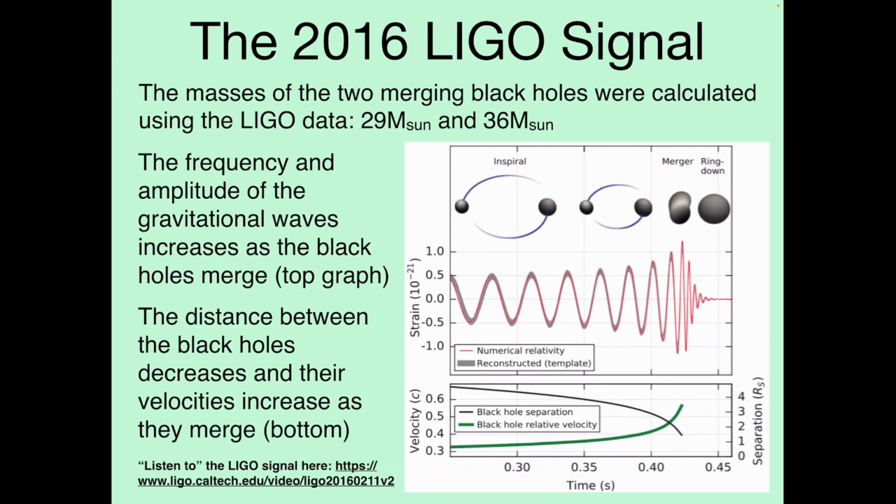Now, based on all of this data and this reconstruction of the velocity and the separation, scientists were able to determine that the two merging black holes had the following masses. One of them was about 29 times the mass of the sun, and the other one about 36 times the mass of the sun.